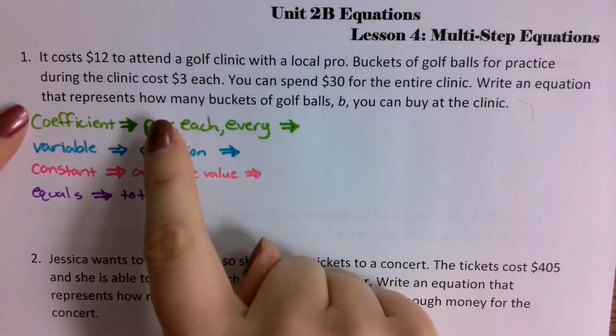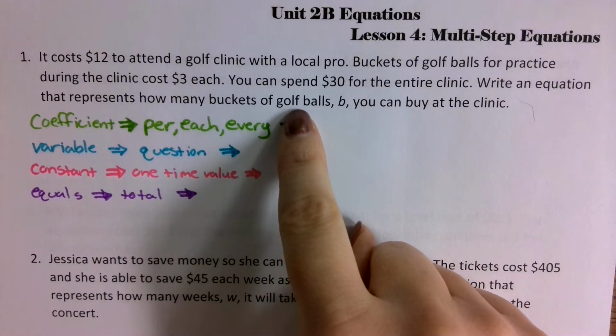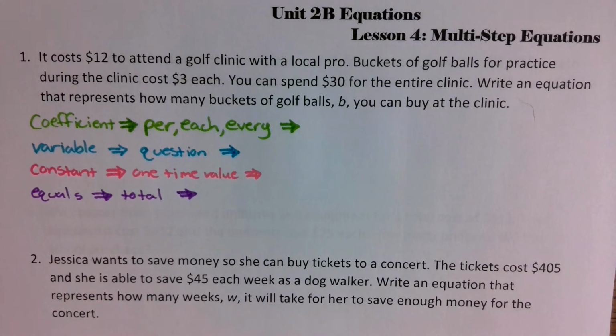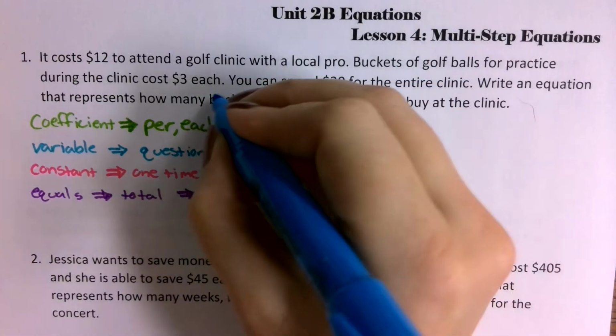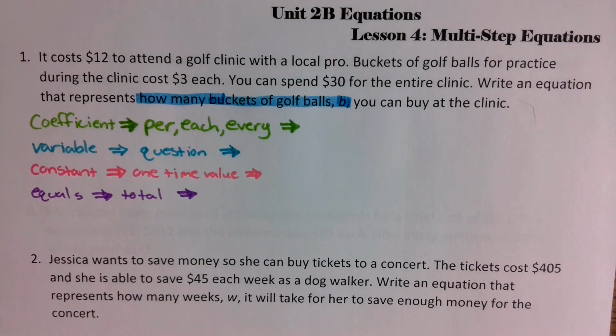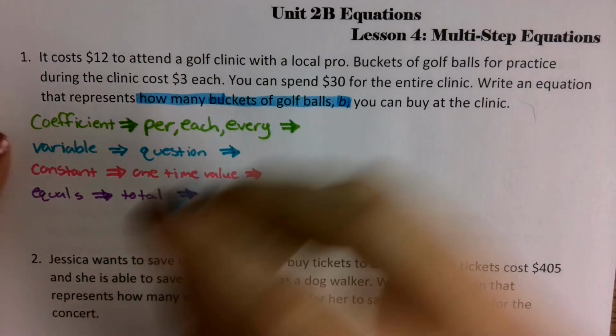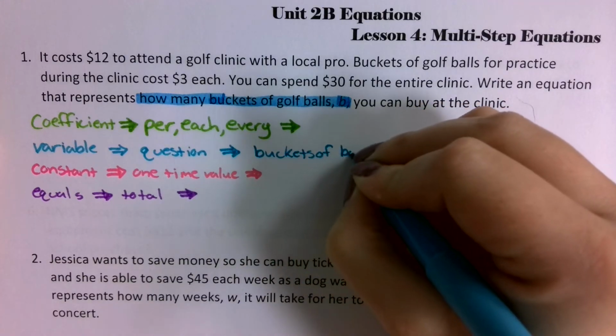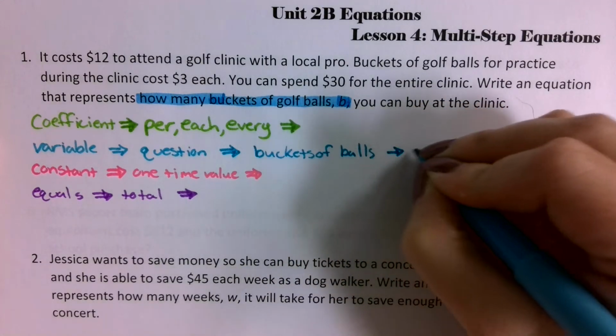So we want to write an equation that's going to represent how many golf buckets, B, that we can buy at the clinic. So right now, the question is telling me my variable. What is my variable? B. And what does B represent? Buckets. Buckets of the golf balls, right? It represents how many buckets you can purchase. The question is asking how many buckets. That represents our variable. So the variable is the buckets of balls, and we're going to go ahead and let that be represented as the variable B.